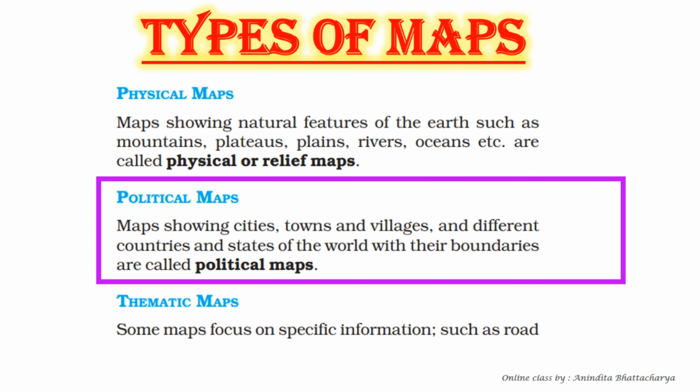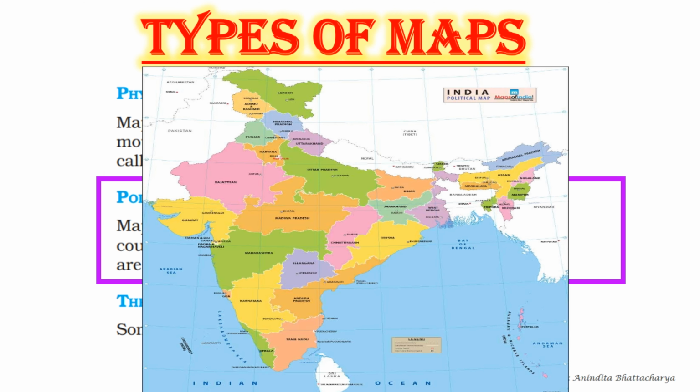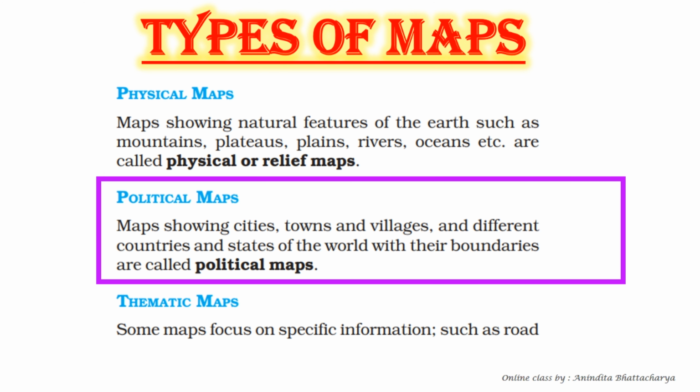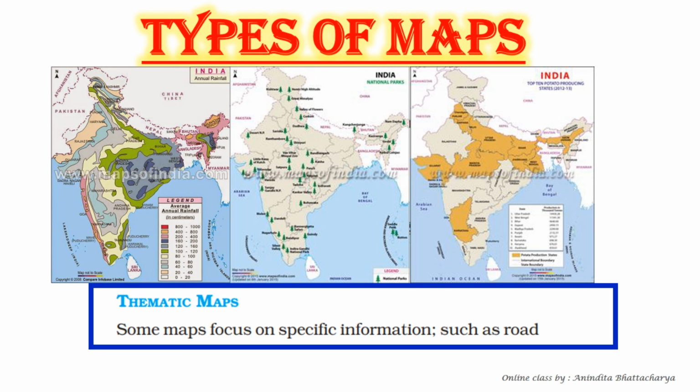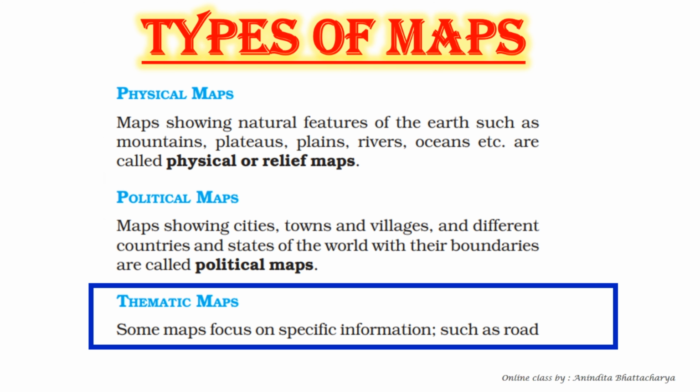Political maps are those that show the political boundaries or the area covered by countries, states and even districts. You can see all the major cities and towns on this type of map. These maps are used as base maps for showing various cultural, historical and economical activities. Last one, thematic map. These maps show the distribution of rainfall, crops, minerals, population, industries, temperature, natural vegetation, road and railway networks.